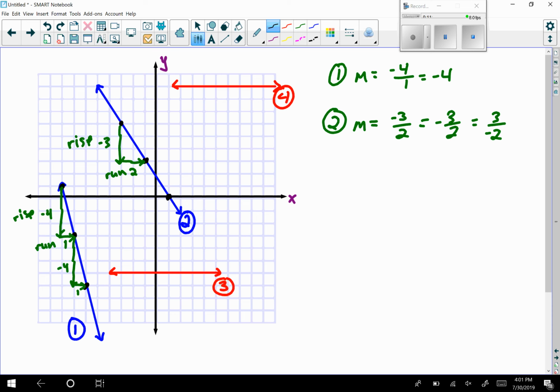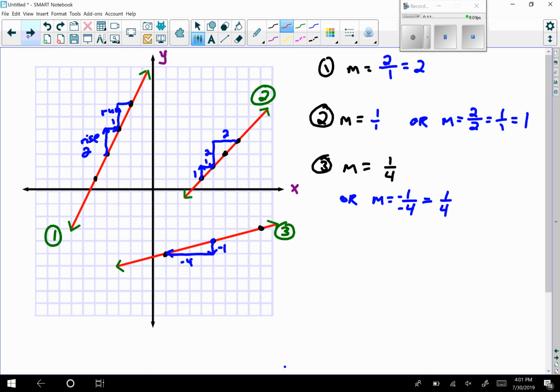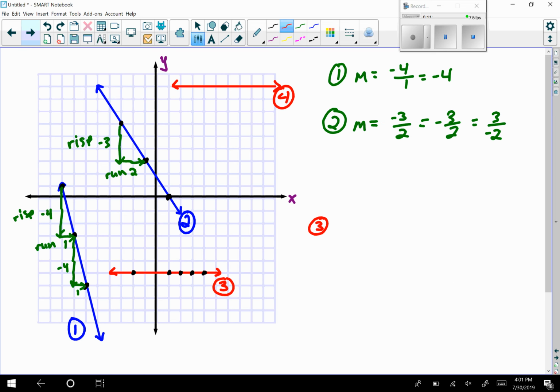Now, a couple ways to look at the next 2 examples. Here, I could put points anywhere on this line, but the easiest way to identify this is to say, well, we have a horizontal line. So if you look back at this page, anytime we have a horizontal line, there's no calculation necessary. We just have a slope of 0.